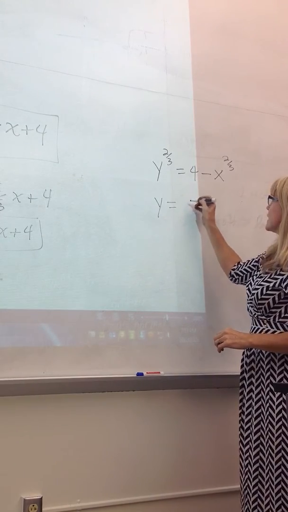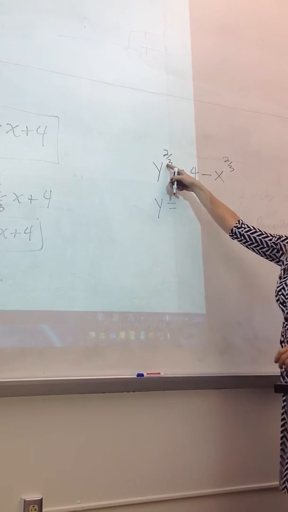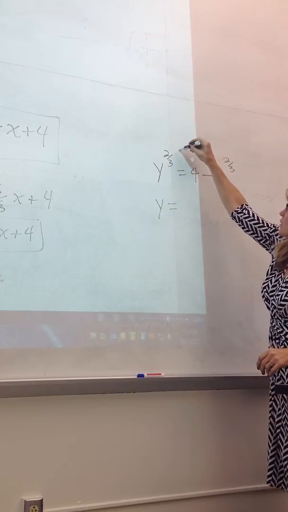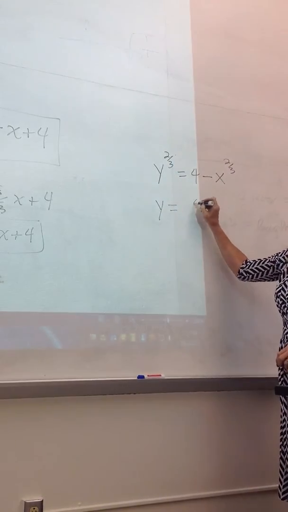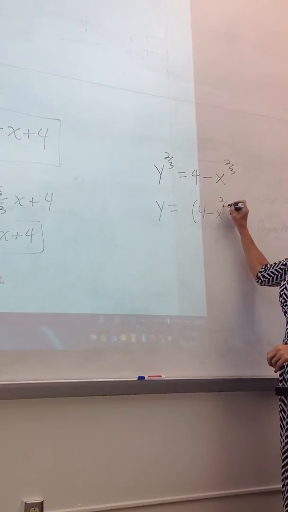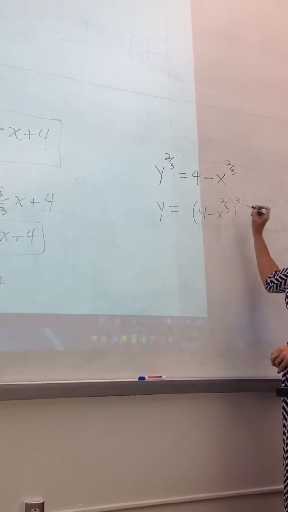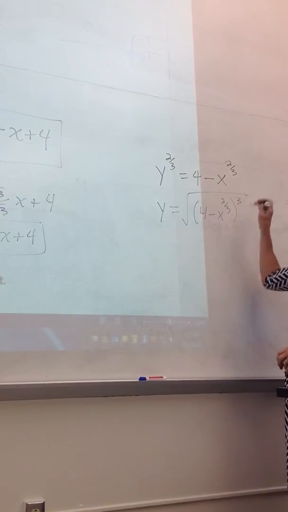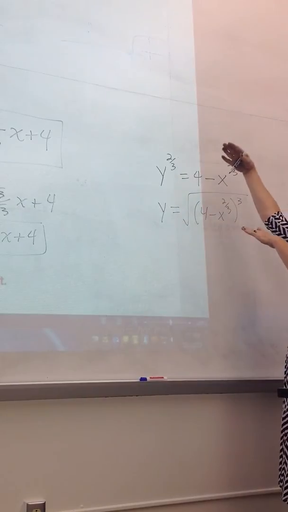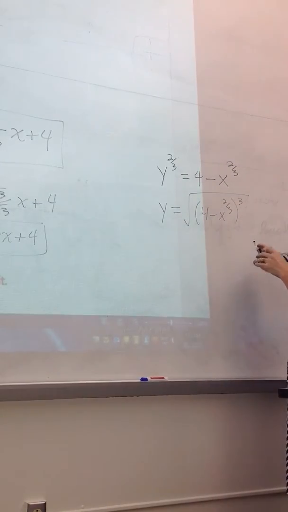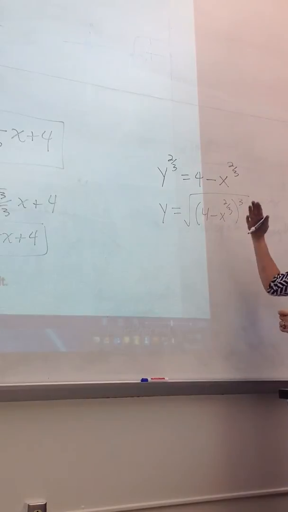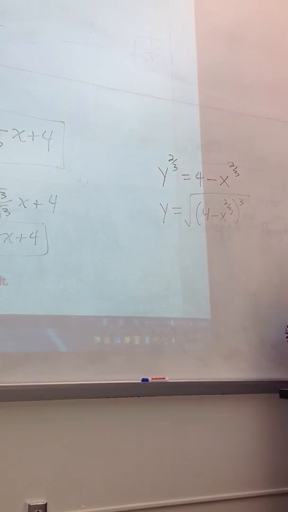So technically, when we undo that power, I'm raising it to the 3/2 power, so I'm taking this and cubing it, and then taking the square root, but then to get the top and the bottom, you would have a plus and a minus. So let's just see what that looks like on our calculator.